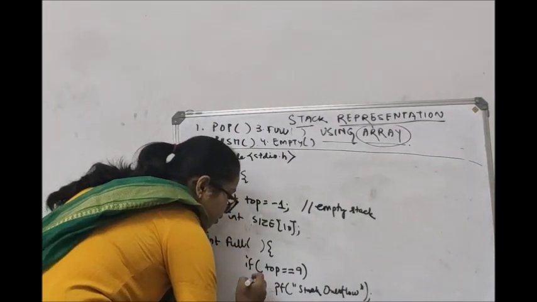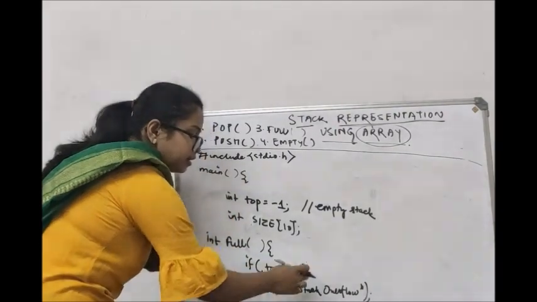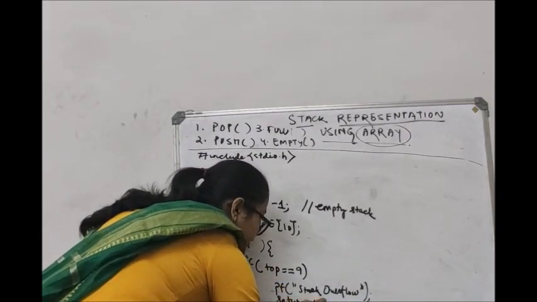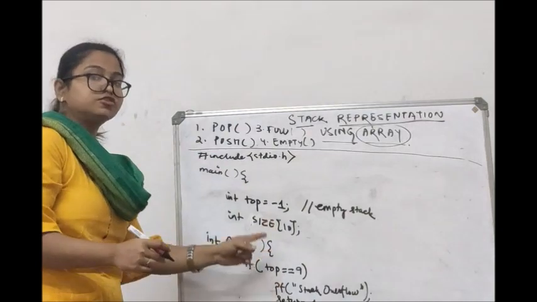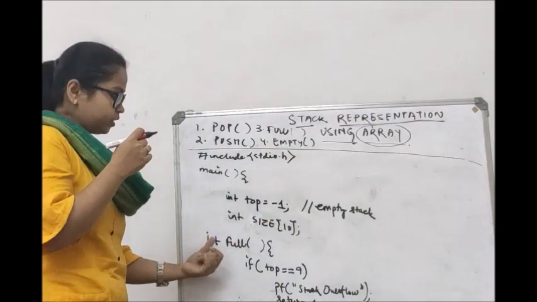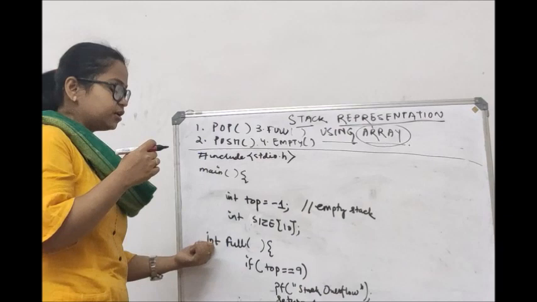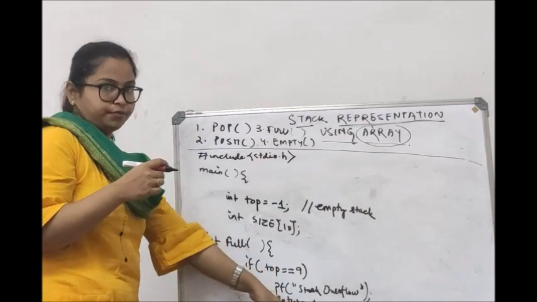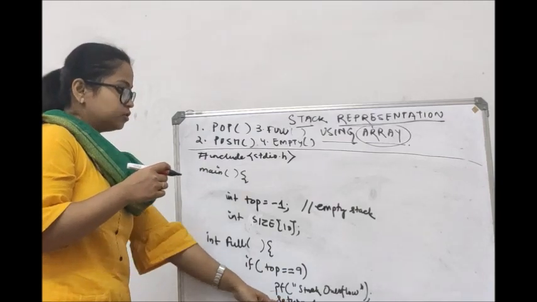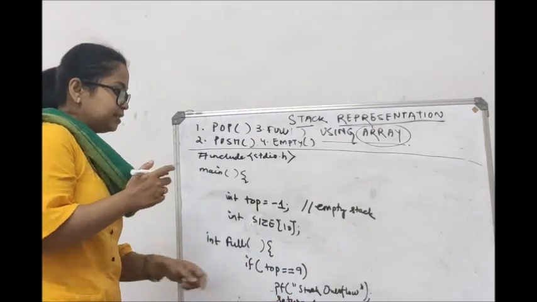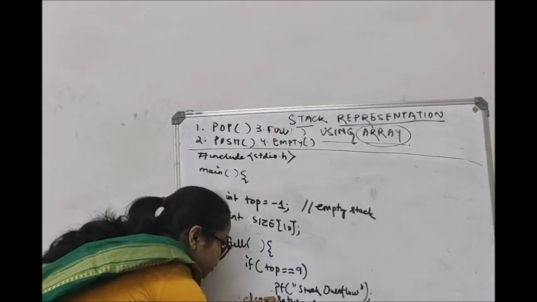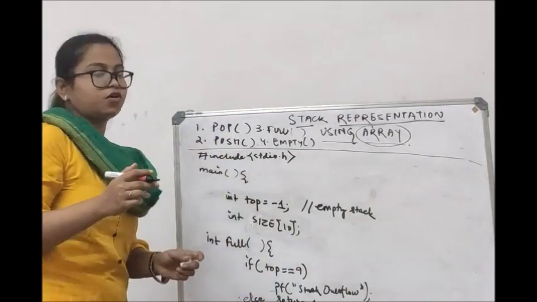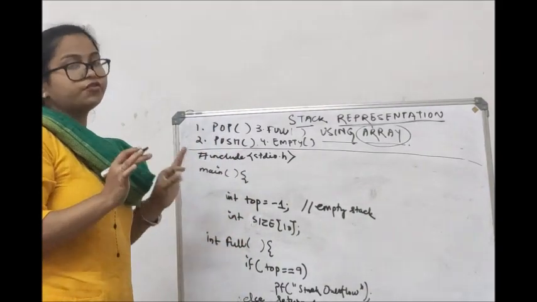Else, if top is 9, print a stack overflow, return 1. Return 1 means yes, it is true, because we are giving an integer return value. So whenever it is an integer return value, you have to return 1 for true. Else return 0. Return 0 means false, that is, no, it is not full.